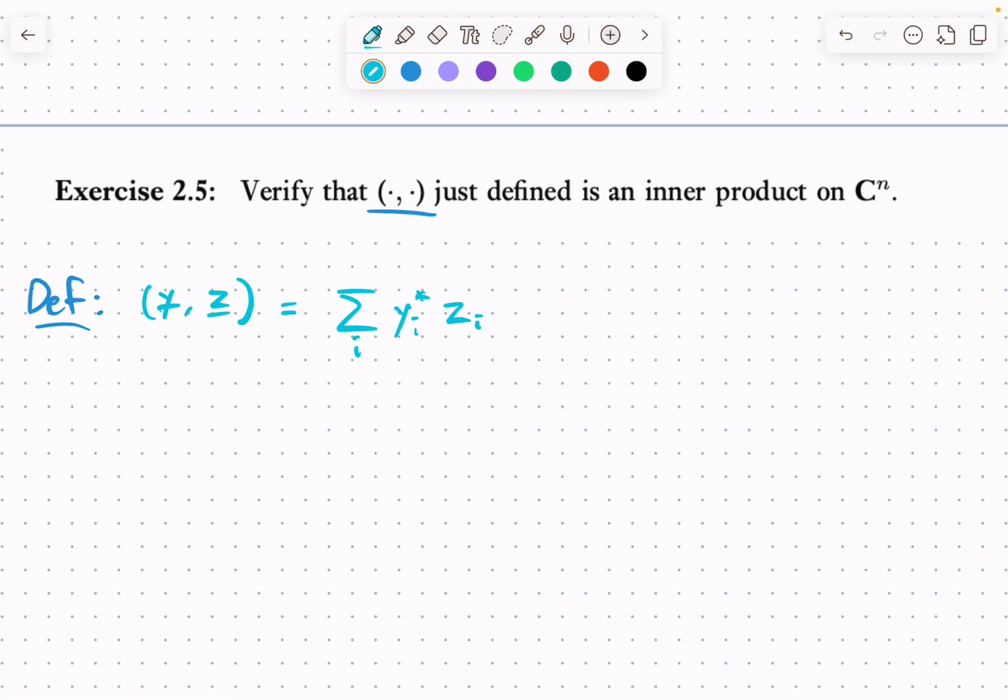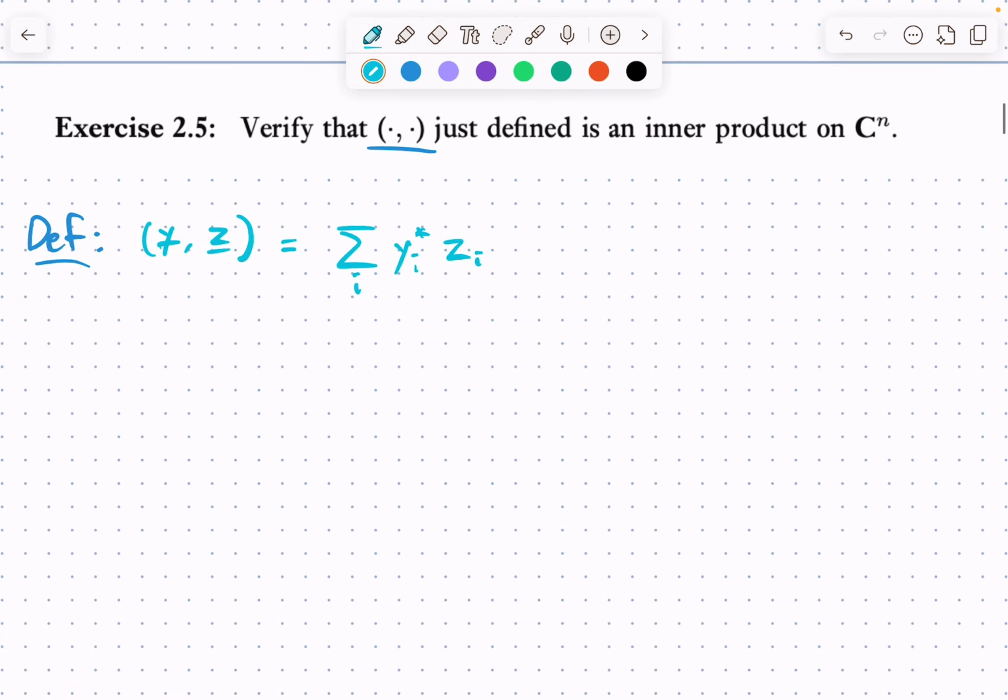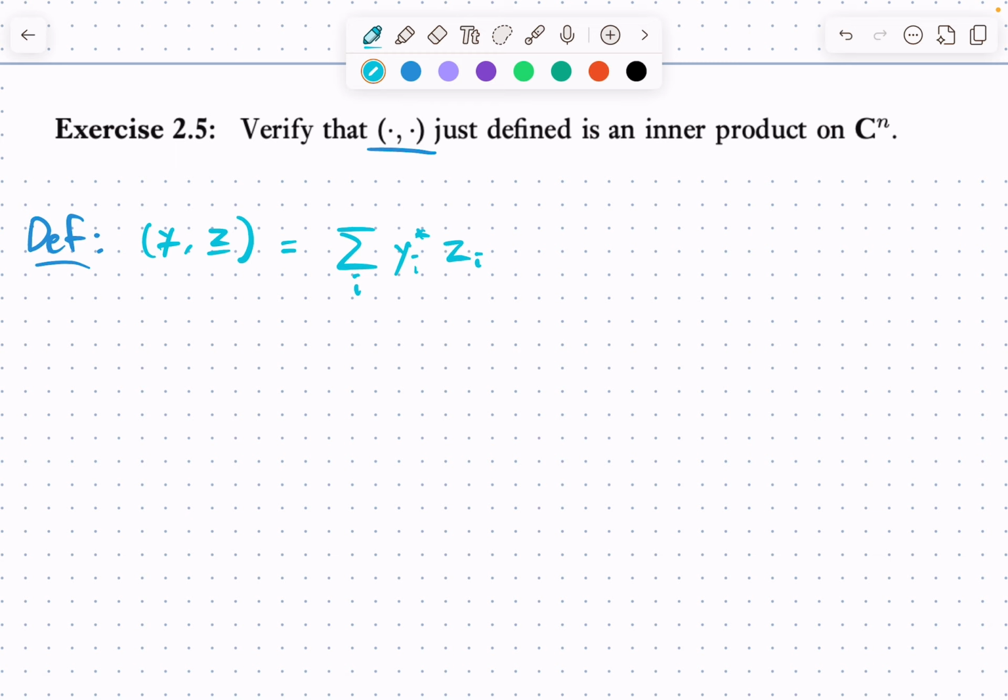And in order to prove that it's an inner product, we have to prove the three properties: linearity in the second argument, us being able to flip the arguments and that being equal to the conjugate, and then also it has to be always greater than or equal to 0 when we use the function on the same argument twice. So we'll start with the first one, linearity.